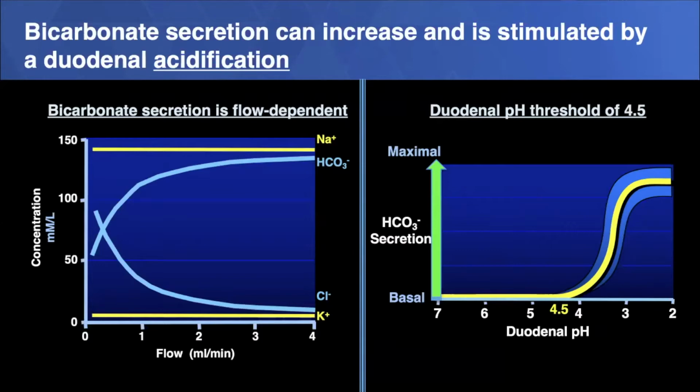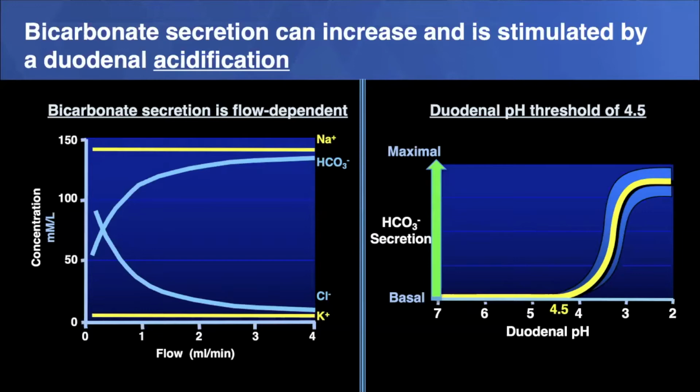One of the interesting features of this response is that it does have a threshold, and this is somewhat unusual for physiologic responses in humans. There seems to be a fairly tight setting, as shown in the panel on the right. When duodenal pH hits 4.5, that is what's required to turn on the secretion of bicarbonate into the intestine.